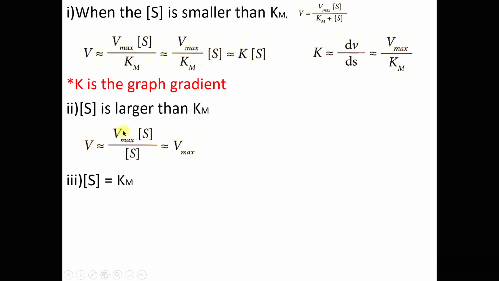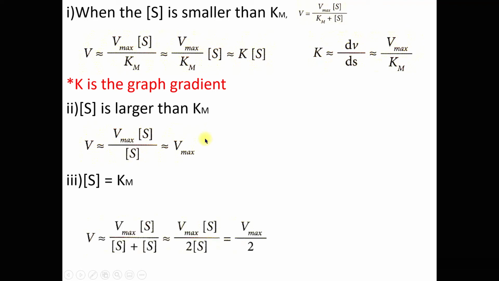Okay, from this formula, the Km is ignored. Km ni pula diabaikan. So, kita boleh tulis balik formula ni. We can rewrite this formula as Vmax times substrate concentration over substrate concentration. So, we cancel off these two. We get Vmax. So, velocity equals maximum velocity. Right? This is when the substrate concentration is larger than the Km.